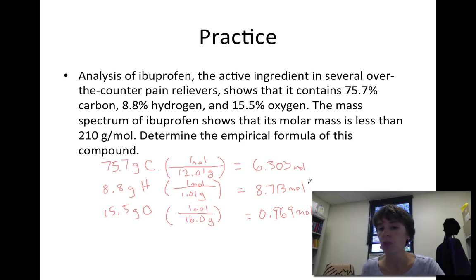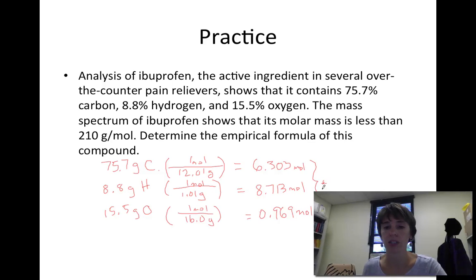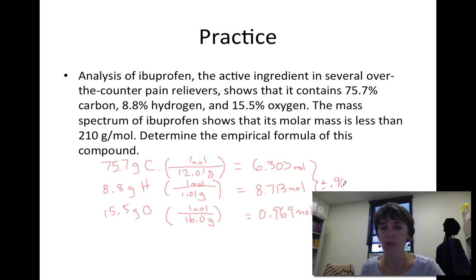So these molar amounts represent the ratio in the compound, but we want to get them to be whole numbers. So the way we're going to do that is divide them all by the smallest number. This is just a math trick to normalize these numbers, make them look like integers, because if we divide the 0.969 by itself, we're going to get 1. So when we do that for all of them, of course the oxygen turns into a 1. The 8.7 number, when I divide that by the 0.96, turns into a 9. And then 6.3, when I divide that, it turns into 6.5. So I now am pretty close to integers.